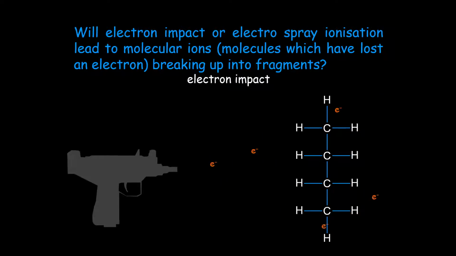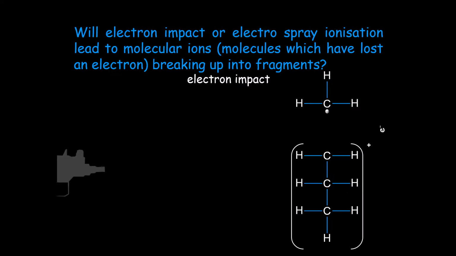By electron impact. So here we have a molecule being bombarded by these fast-moving, high-energy electrons fired from our electron gun. Those high-energy electrons knock out an electron from our molecule to produce a 1+ ion. But also, some of the bonds may break, producing fragments.